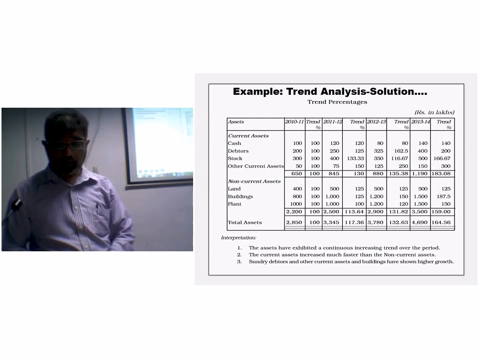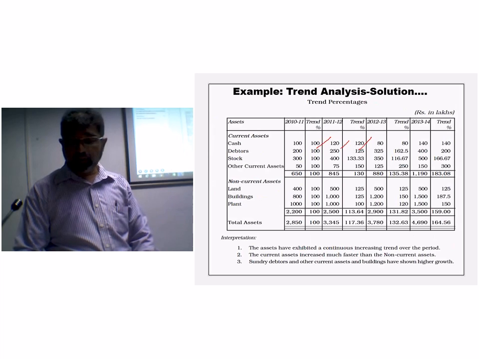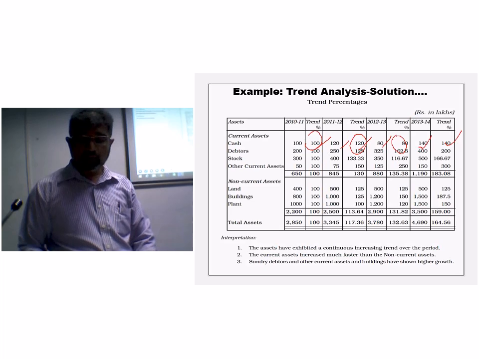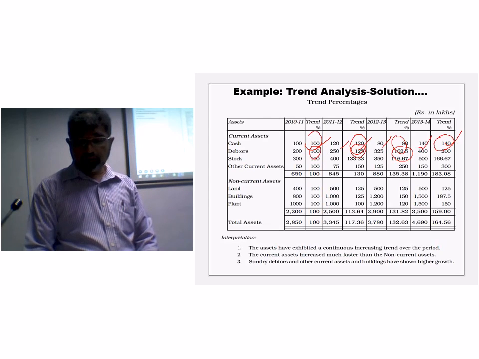that is called trend values or trend percentages. Here you can see trend percentages of cash. Here 100, 120, 120, here 140. These are the trend values. Now debtors, if you think about debtors, 100, 125, 162 and 200. Further you can go to the stocks and other current assets, non-current assets.